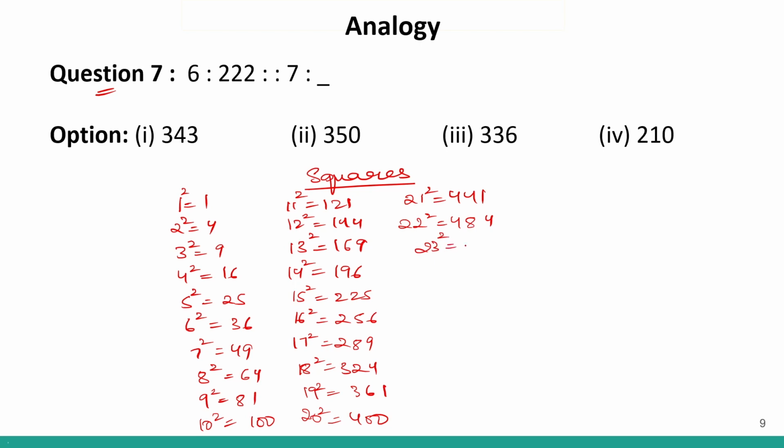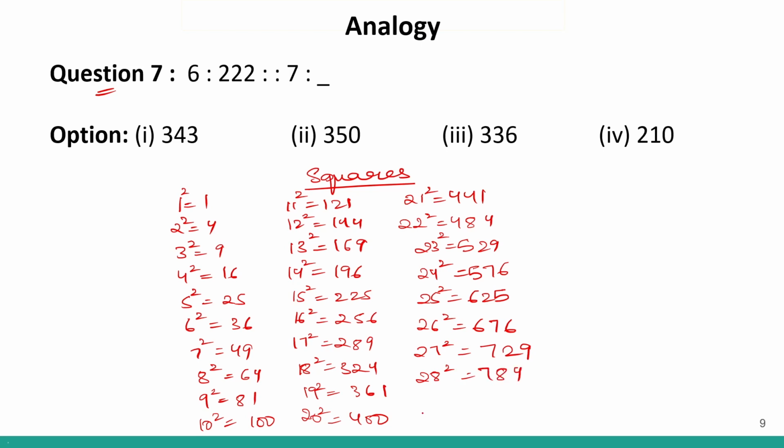23 square is 529. 24 square is 576. 25 square is 625. Correct? 26 square is 676. 27 square is 729. 28 square is 784. 29 square is 841 and 30 square is 900. Correct?